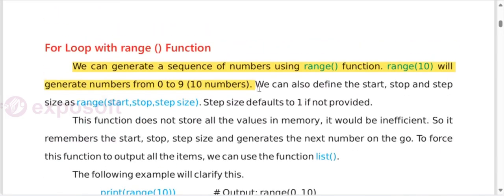Next is for loop with range function. We can generate a sequence of numbers using range function. Range of 10 will generate numbers from 0 to 10, which means 10 numbers it will generate.